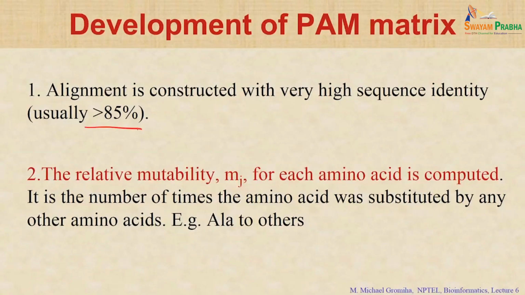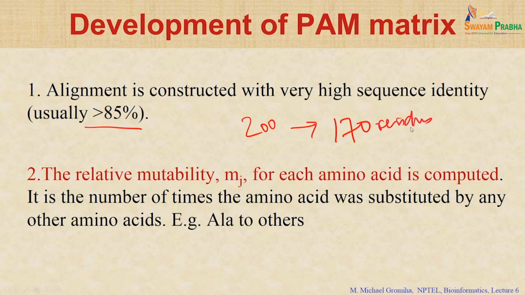So, they usually use the sequences with more than 85% sequence identity. And this means if you have 200 residues, what is the minimum number of residues that are aligned? 170. If you have 200 residues, 170 residues should have aligned, right? Or more. This is the minimum. So, then they get the changes and see how far the changes happened, right.